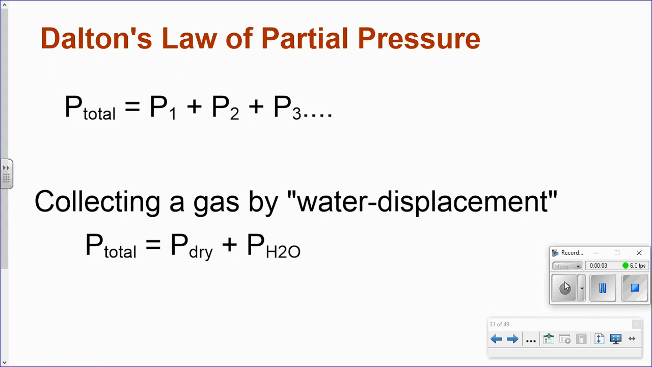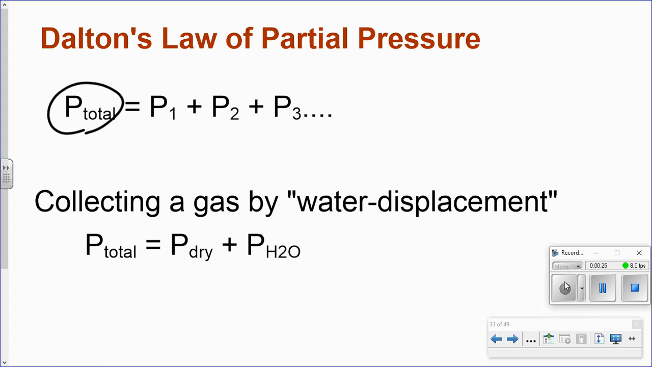Hello, everyone. Talking today about Dalton's Law of partial pressure. Dalton's Law of partial pressure is another version of gas laws. Basically, what it says is that if different gases are contained in the same container or vessel, the pressures add together.